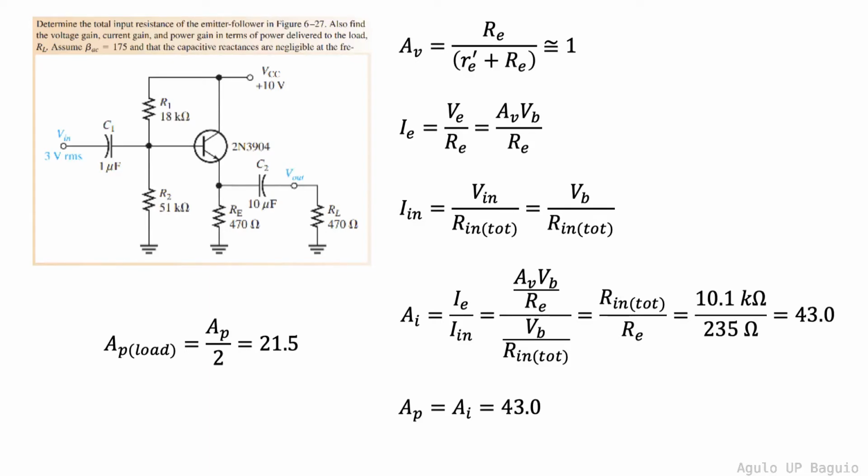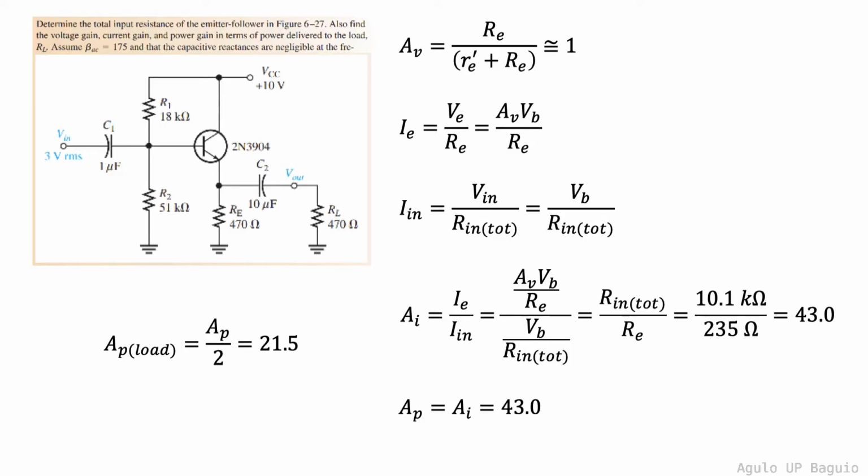Solving for the current gain, we would need an expression for the emitter current. The emitter current is of course the emitter voltage divided by the emitter resistance. Now the emitter voltage is obtained by multiplying the base voltage by the gain. The input current is nothing but the base voltage divided by the total input resistance. Plugging all that in and simplifying, we get the value of 43 for the current gain.